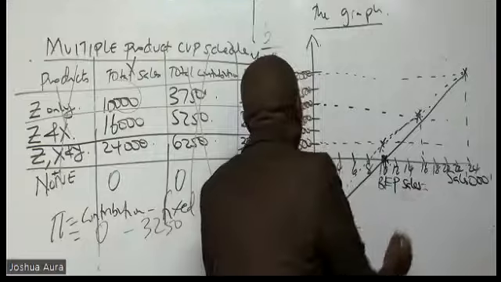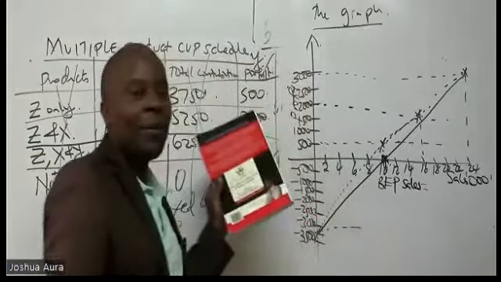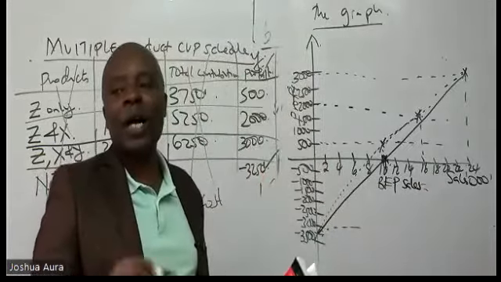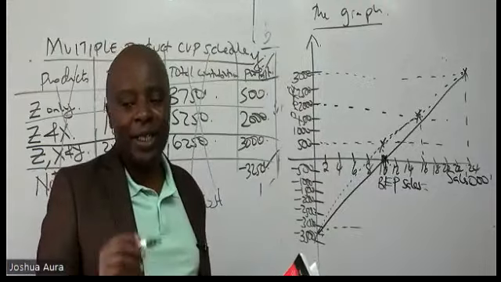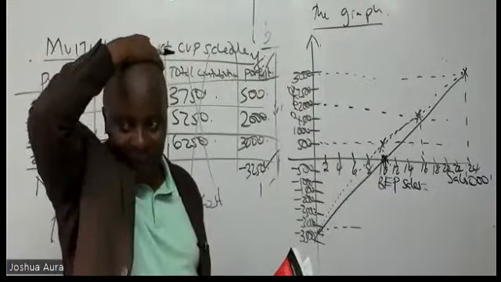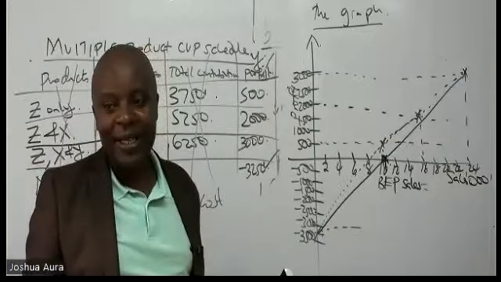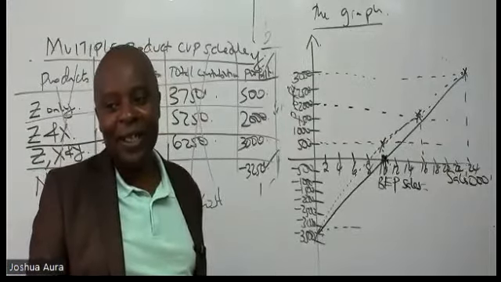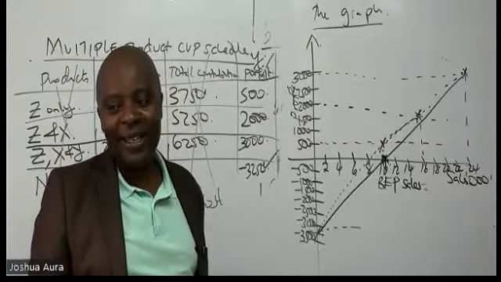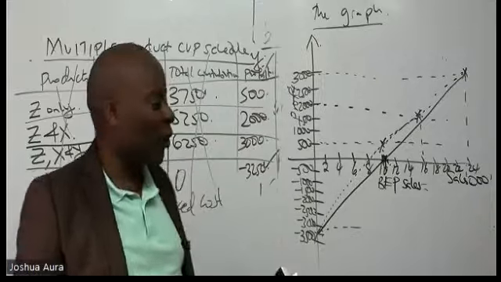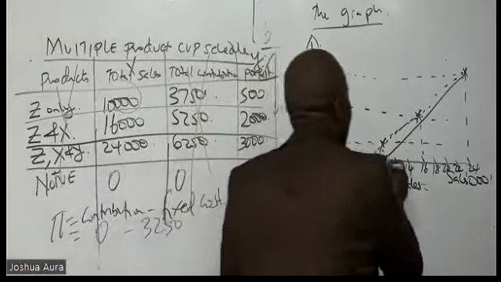So ile table tulikuwa tumefanya ya kwanza kabisa, tulipata break even point in Kenya shillings ilikuwa ngapi? Ilikuwa 12,480.